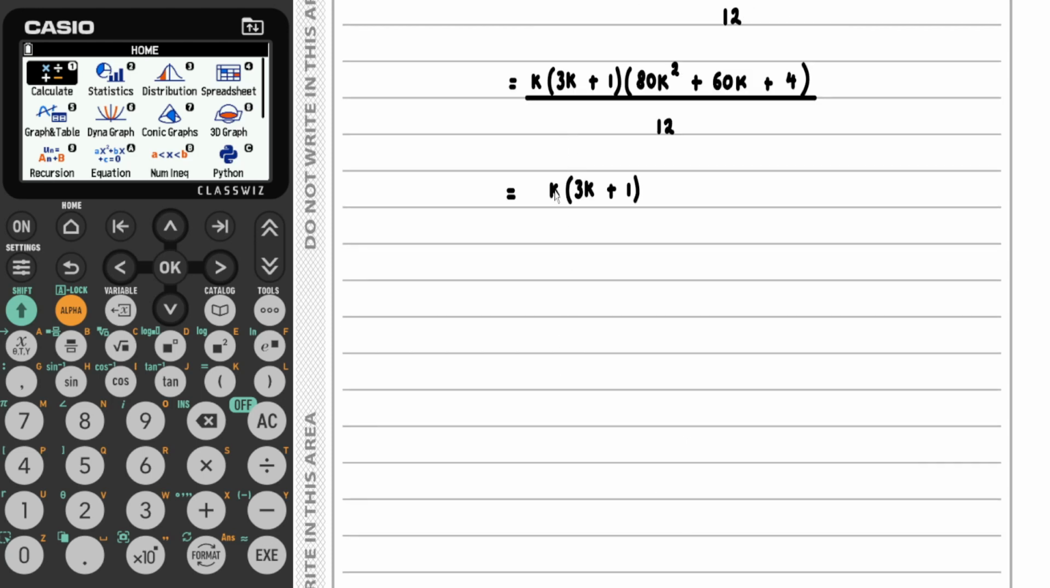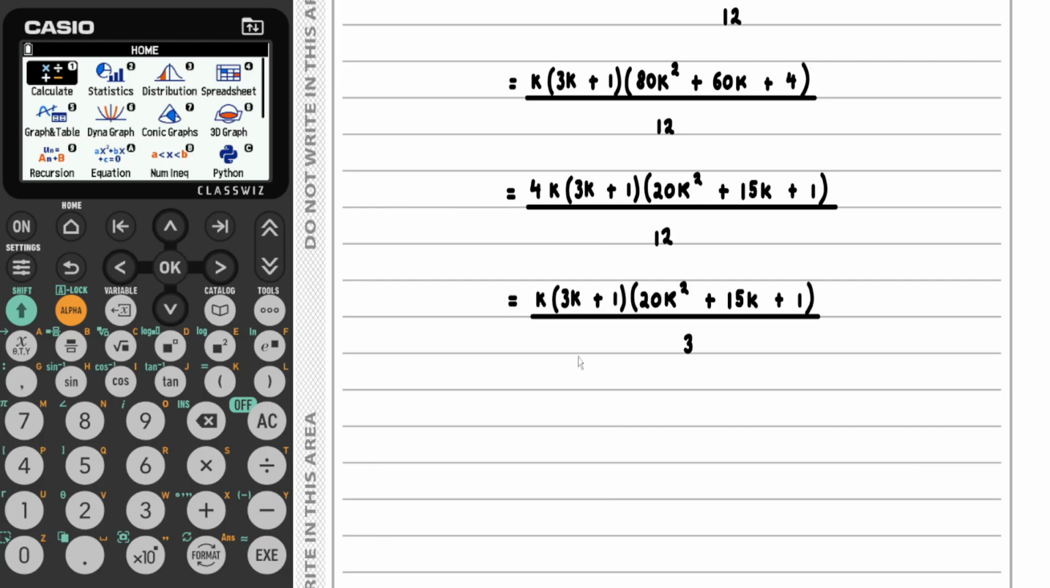So I've still got the k times by 3k plus 1. Now from this quadratic term, I can factorize out a 4, leaving me inside the bracket 20k squared plus 15k plus 1, and I divide all this by 12. 4 over 12 is a third, so we end up with k times by 3k plus 1 times 20k squared plus 15k plus 1 all over 3. So A is 20, B is 15, C is 1.